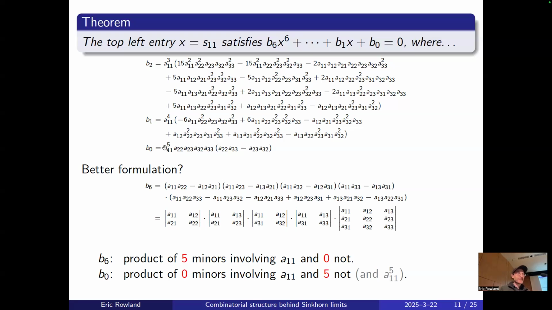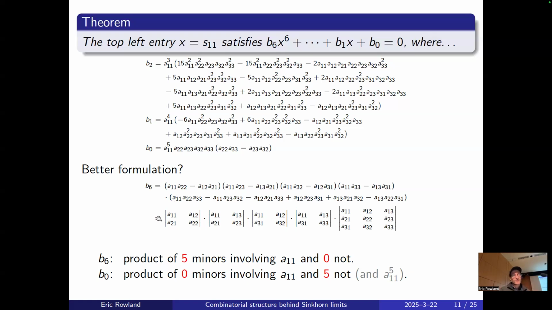And then there's this A11 to the 5th term. You can kind of explain that away because there's an A11 to some power in each of these coefficients. So maybe this is just a homogeneity factor that's coming into play. So let's not worry about that too much. Yes, these are all homogeneous polynomials of degree 11.